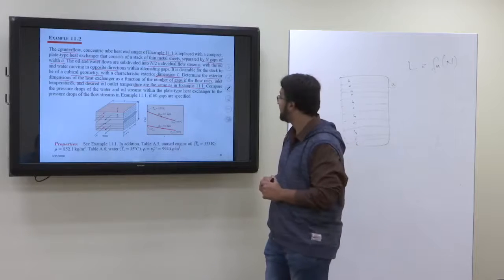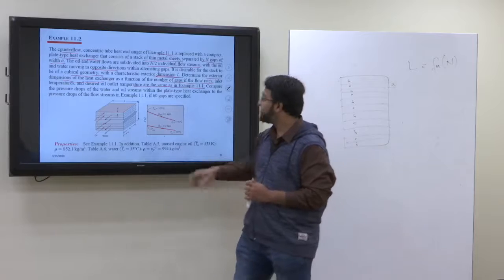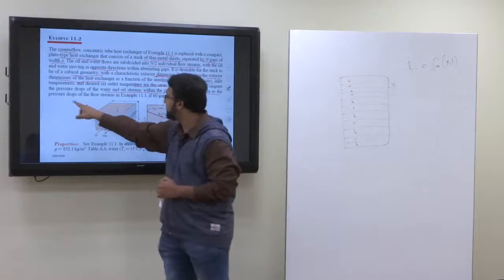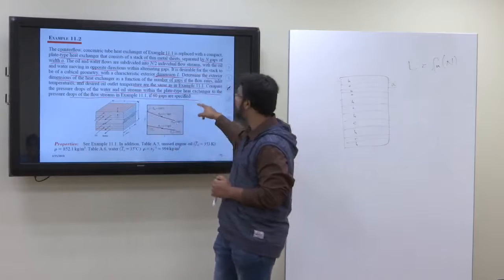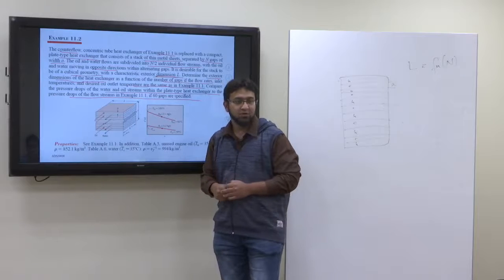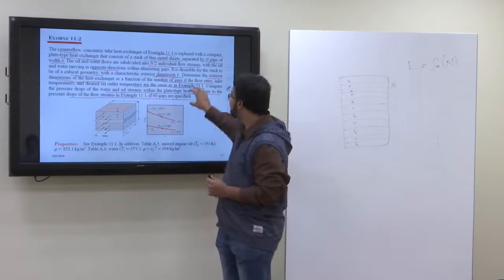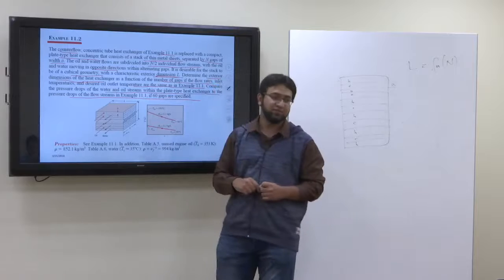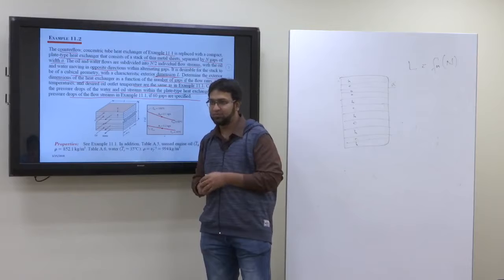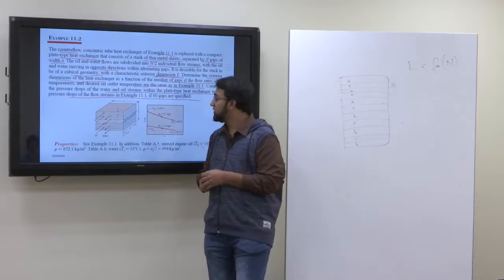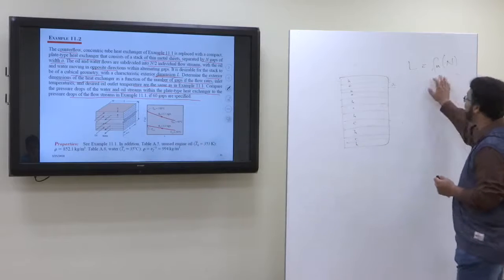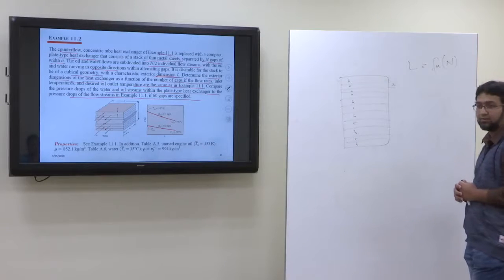Okay, now compare the pressure drops of water and oil streams within the plate type heat exchanger to the pressure drops of the flow streams in example 11.1 if 60 gaps are specified. Okay, now we give an N. That's the second part. If N is 60, then compare the pressure drops. So first things first, we need to find L as a function of N.